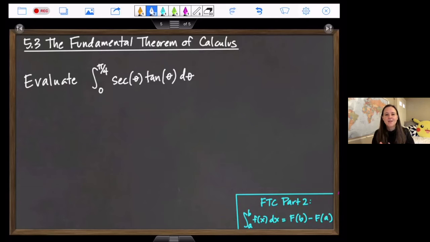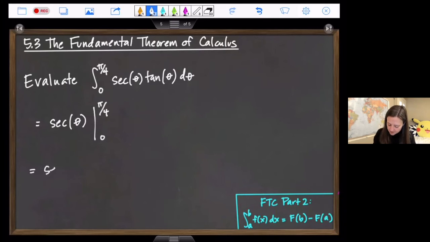So you may want to go back and look at that list of antiderivatives that I gave you in section 4.10. Secant tangent is the derivative of the secant function. So our antiderivative for secant tangent is secant. So we have, this is equal to secant theta. And we're going to evaluate that from 0 to pi over 4. So we're going to plug in pi over 4. So I get secant pi over 4 minus secant 0.